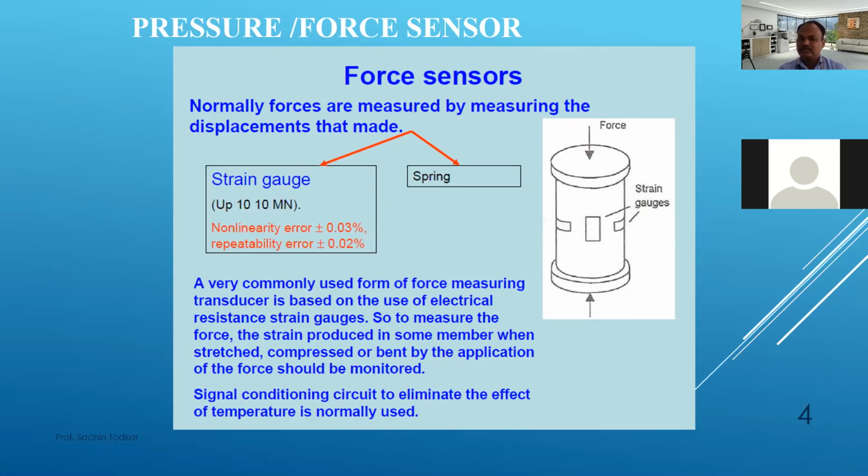To measure the force, the strain produced in some member when stretched, compressed, or bent by application of force should be monitored. In this case, what are we going to do? We are going to apply some strain gauges in bridge format. This is a series and parallel format, and with the help of the actual change in resistance, we can calculate the force acting on that particular part.